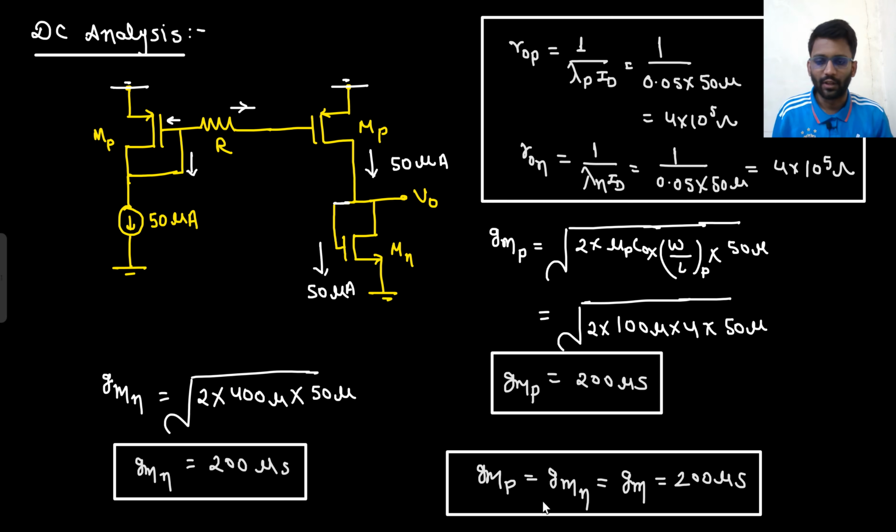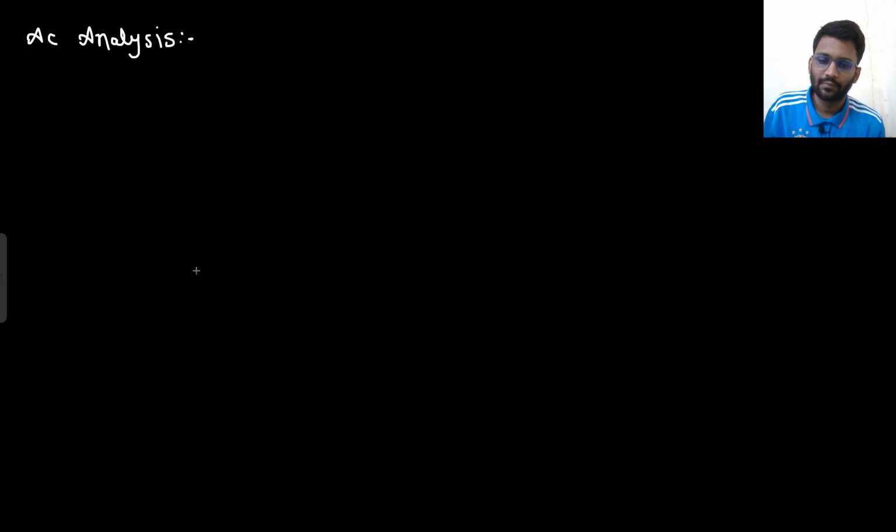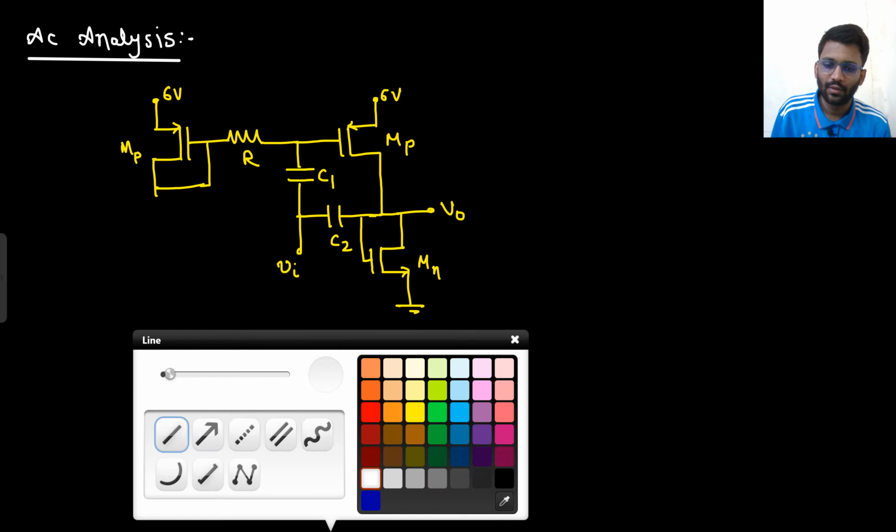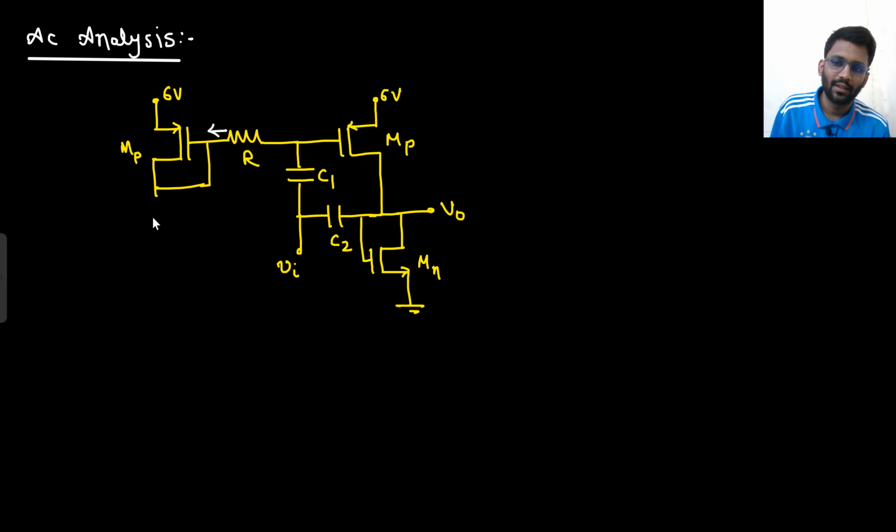So we have everything for now. Now I need to do the AC analysis, for which I need the small signal voltage gain. So I will do the AC analysis. This will be gone. Since this is gone, what will this be replaced with? Looking from here, it will be replaced with 1 by gm parallel with r0. 1 by gmp parallel with r0.